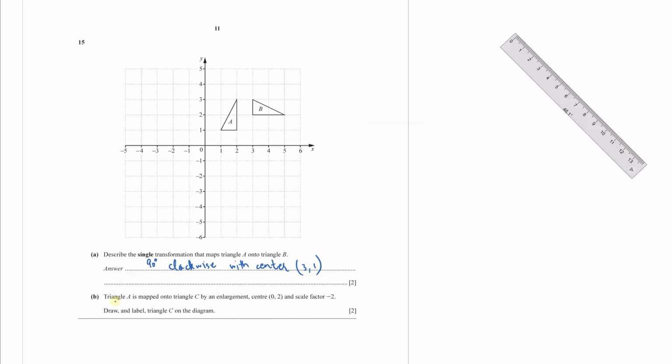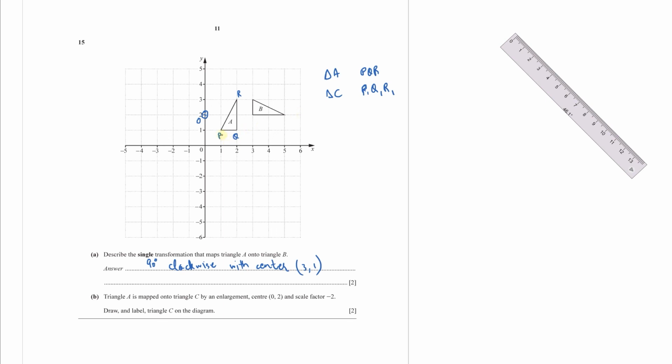So part B: triangle A is mapped onto triangle C by an enlargement with center (0, 2) and scale factor -2. Draw and label the triangle C on the diagram. So your center of enlargement is (0, 2), which is this point here. Let's label it O. And let's label the vertices again for triangle A, which is P, Q, R. And then triangle C, after an enlargement, let's call it P1, Q1, and R1.